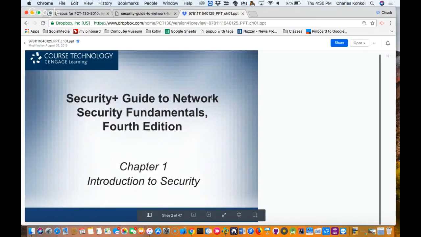Okay, so now we're going to look at chapter 1, introduction to security, and talk about some of the basics of network security and ethical hacking and some of the facts that are kind of interesting that surround it.